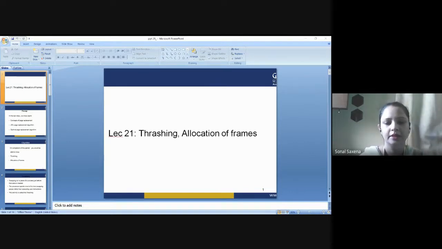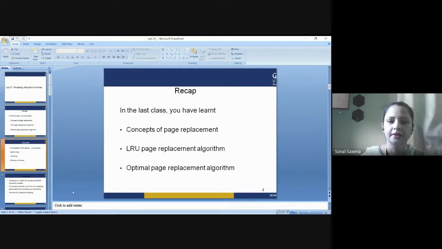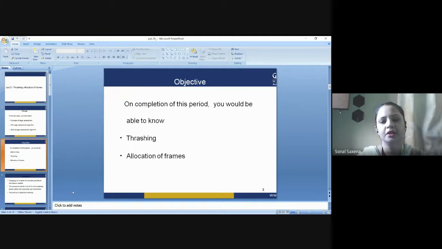In the last lectures, we have already seen some concepts like page replacement. Why do we need replacement of pages? We have seen the LRU page replacement algorithm, and there were other algorithms as well, but these are the two most common algorithms that we normally use for page replacement. The objectives of today's lecture are to know what exactly thrashing is and what the concepts of allocation of frames are.